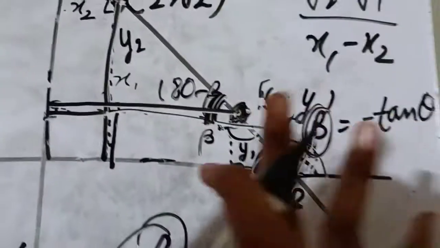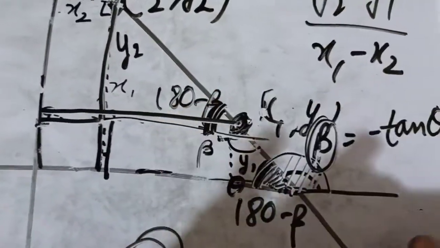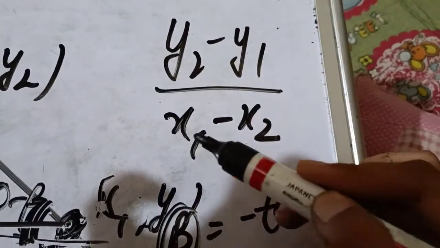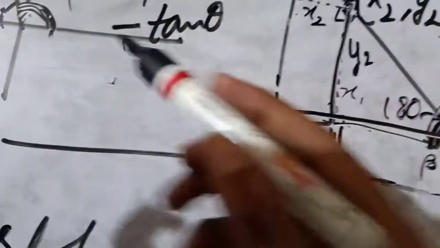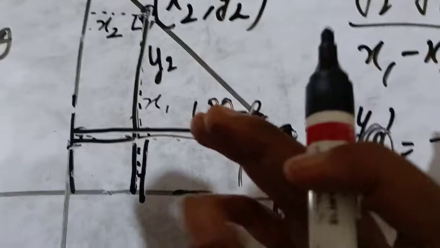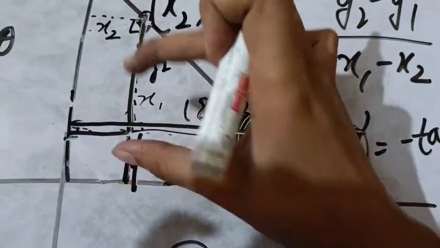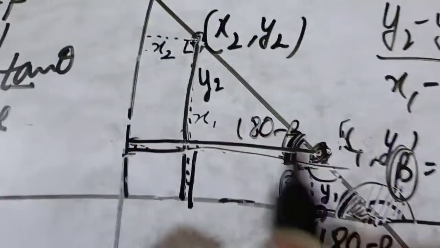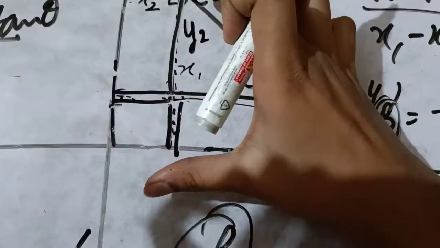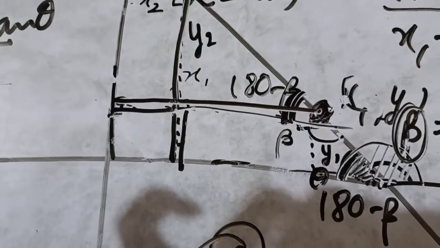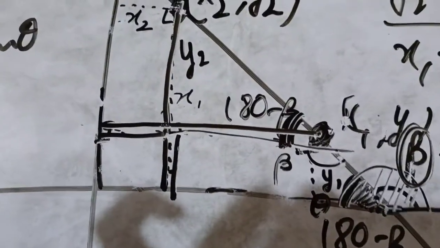So if you think slightly deeper, you will observe that when you were finding y2 minus y1 divided by x1 minus x2, you were getting the positive slope. Why? Because if you subtract the smaller side from the bigger side, you get a positive number, and if you subtract the bigger side from the smaller side, you get a negative number.